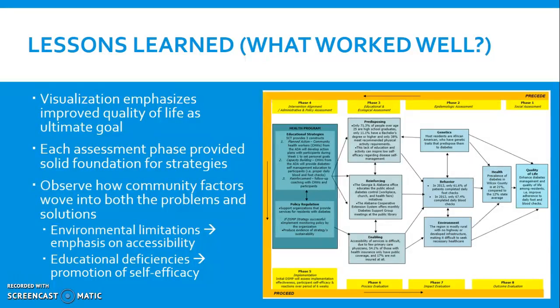Also, by having the logic model in place, it was easy to see the logical flow of how community factors led to problems and how they could be solved with the intervention. For example, during the epidemiological assessment, it was found that the environment of Wilcox County is not conducive to seeking health care, since it is mostly rural with little to no developed infrastructure. So developing an intervention that addressed accessibility was critical, which is why I proposed that the program be held at the local library. This is just one of the instances of how each step built upon the last to create a reasonable strategy.